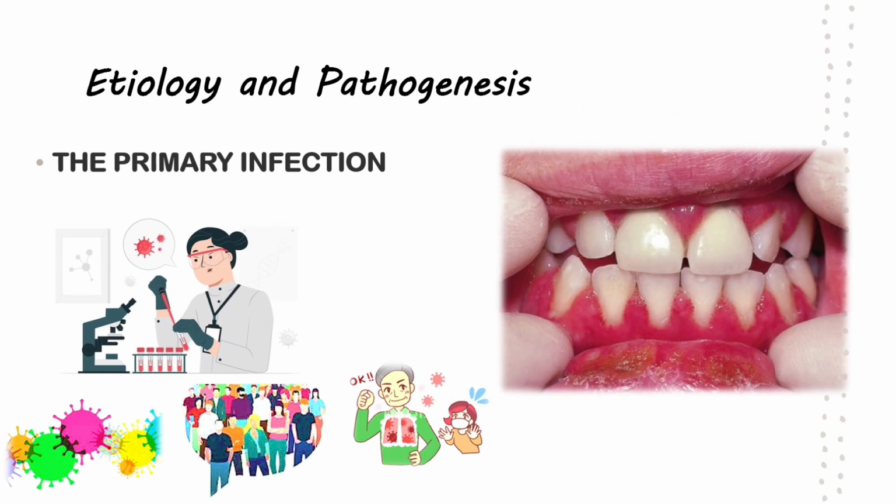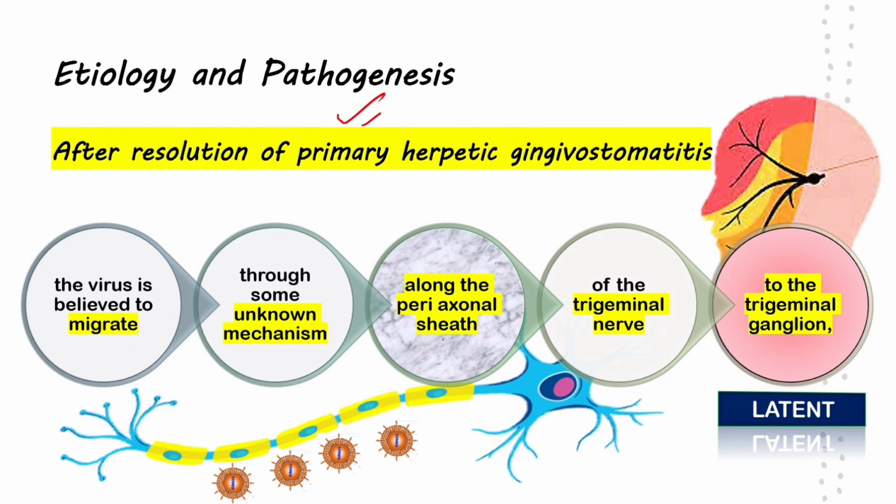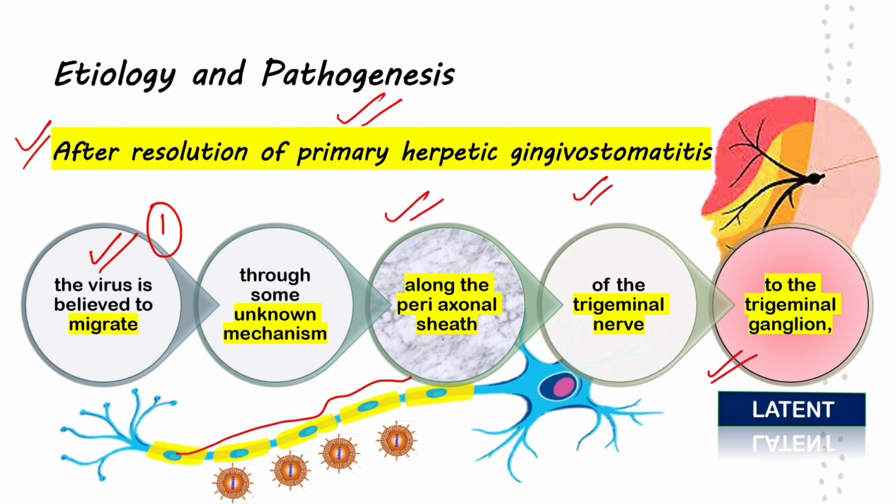A symptomatic primary disease may lead to vesiculo-ulcerative eruptions known as gingivostomatitis in the mouth. This eruption occurs in oral and perioral tissues, typically at the original site where the contact with the virus occurred. Now, after the resolution of primary herpetic gingivostomatitis, the virus is believed to migrate along the periaxonal sheath of the trigeminal nerve to the trigeminal ganglion. This mechanism of migration is still unknown.